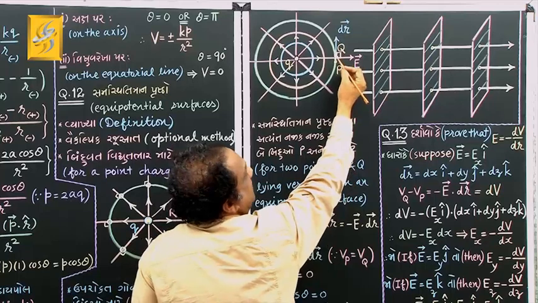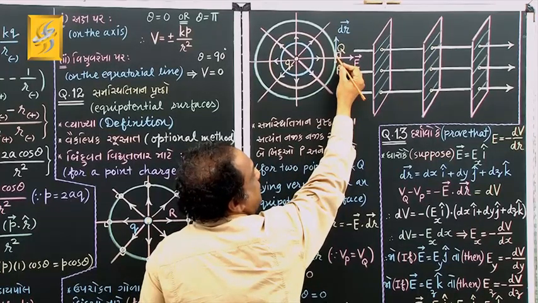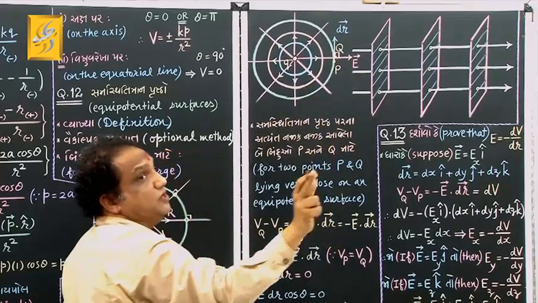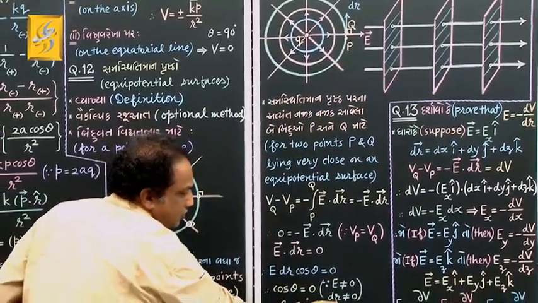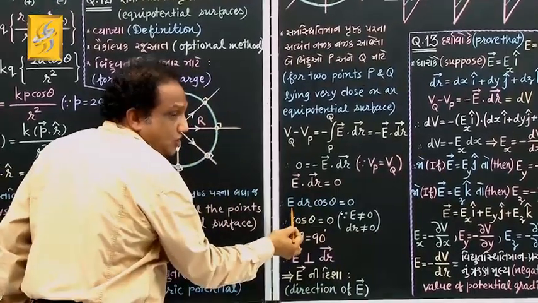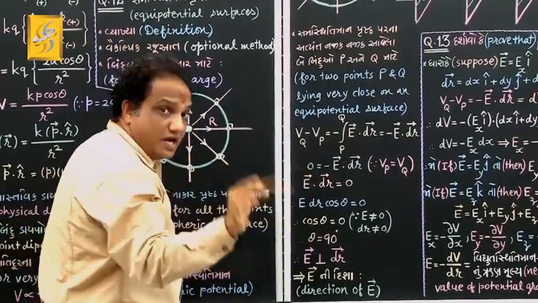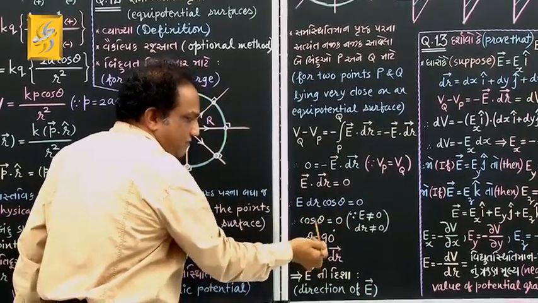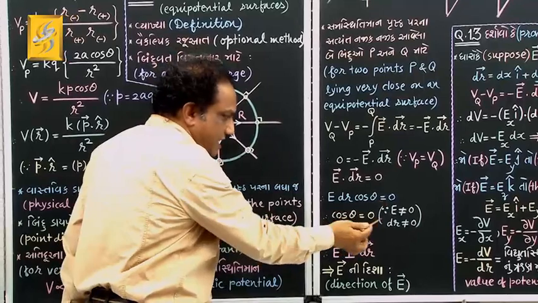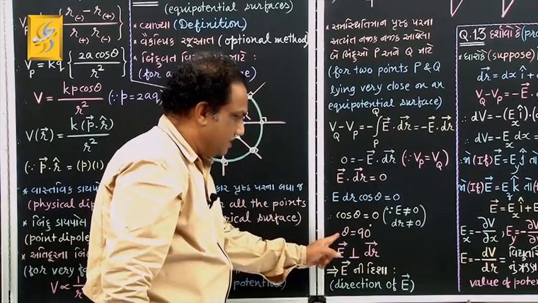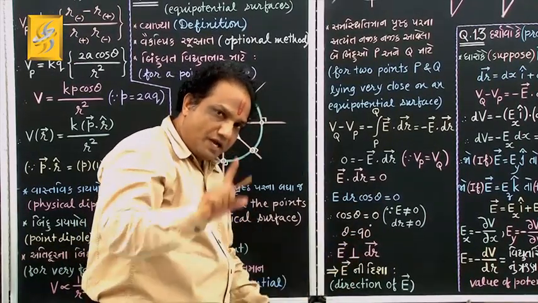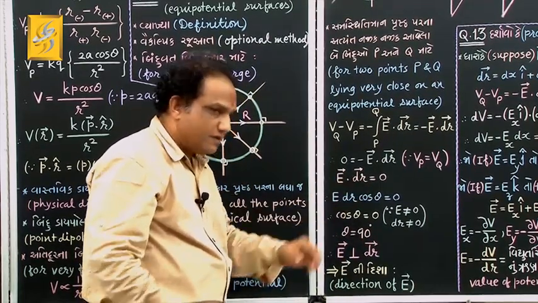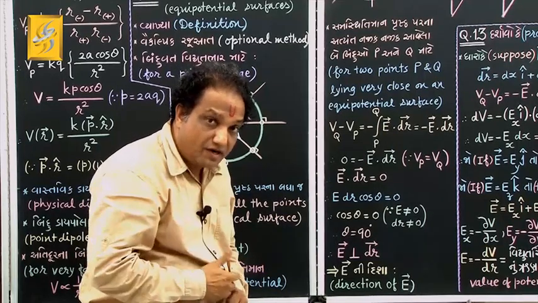okay? Fine. Now tell me, this vector dr is very small, and because you are making some very small displacement, the dr value is also not 0. Neither E is 0 nor dr is 0, and yet this product is 0, meaning thereby cos theta must be 0. If cos theta is 0, theta must be 90 degrees. That's what I have written here, theta equals 90 degrees, correct? And tell me, what is theta here? It is the angle between vector E and vector dr.